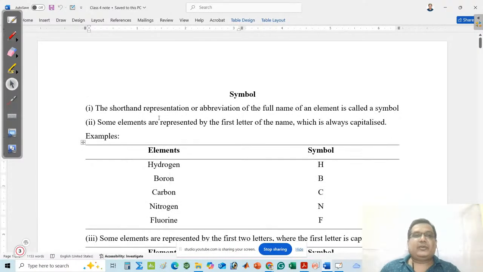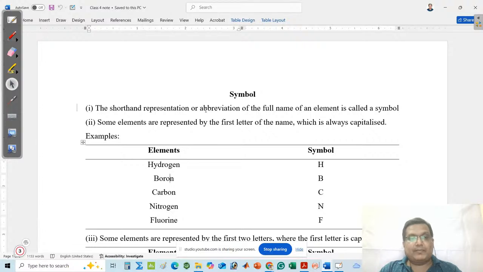But when we use these elements in a chemical reaction, it is very difficult to write the full name of the element. And also in many other cases, it is difficult to write the full name of an element. So here we can think about a shorthand representation of the element, or an abbreviation of the elements. For this purpose, we think about the symbol. Symbol is nothing but the shorthand representation or abbreviation of the full name of an element.